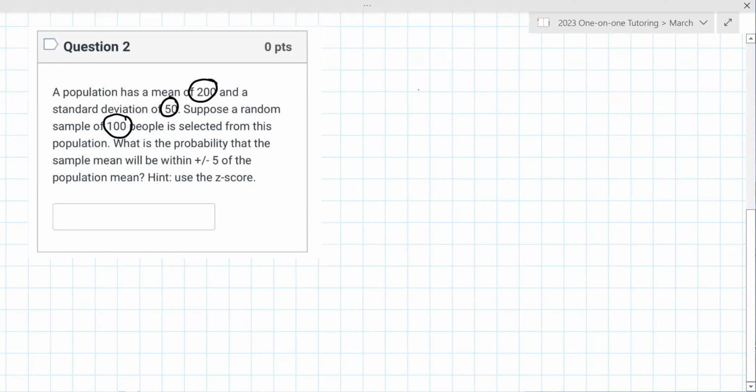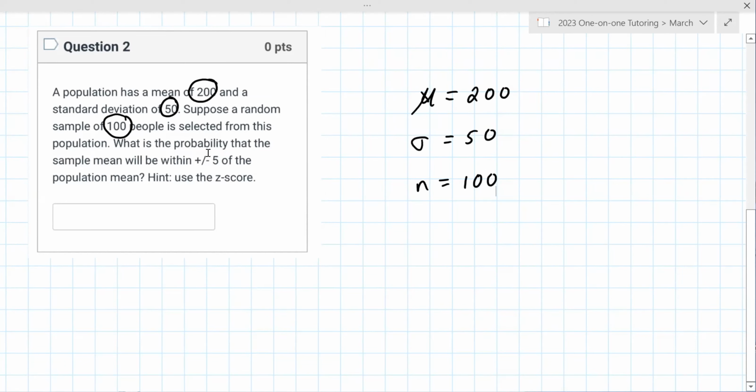The first sentence is a little bit unclear. We'll just call it X bar for the moment, although it's probably mu the way it's written. I don't know if the difference between mu and X bar is unclear. But they're giving you the standard deviation sigma of 50 and telling you that n is 100. Is that okay so far?